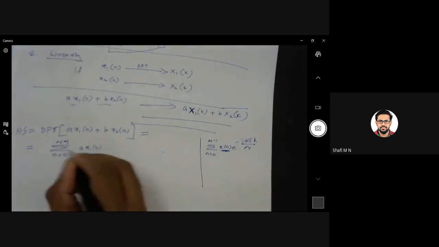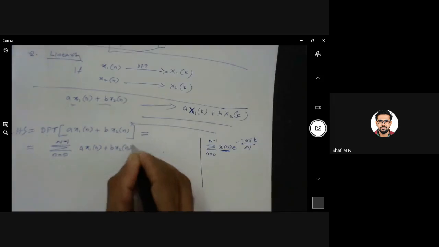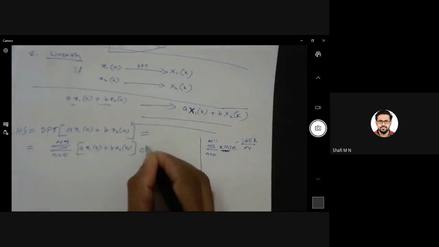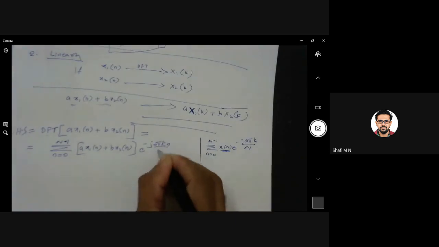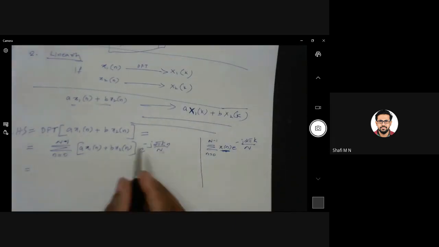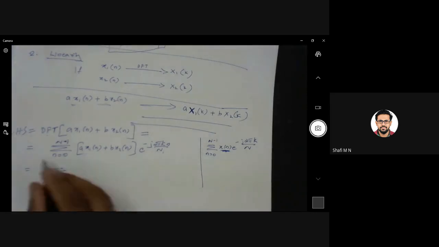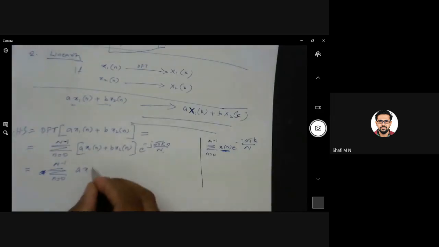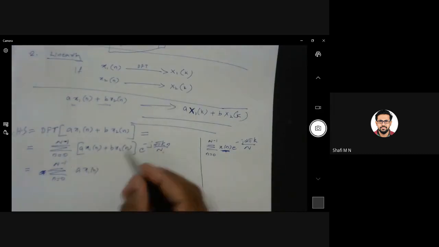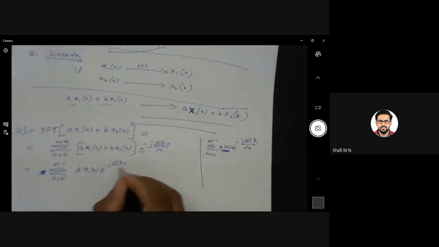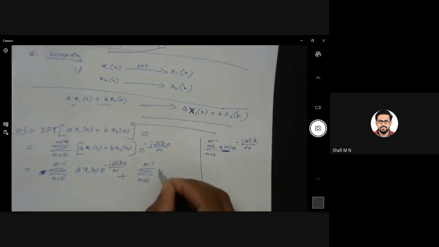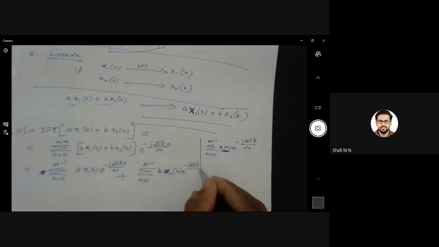What is your sequence? A x1 of n plus b x2 of n. So this is your sequence, into e raised to, according to the equation, minus j 2 pi kn by capital N. Now you just open the brackets. Then a is a constant. Then a summation split here. രണ്ട് step at equal to 0 to n minus 1 a into a sequence, summation ഞാൻ split ചെയ്യാണ്, വേറെ ഒന്നും ചെയ്യുന്നില്ല. e raised to minus j 2 pi kn by capital N plus sigma n equal to 0 to n minus 1 b into x2 of n e raised to minus j 2 pi kn by capital N.